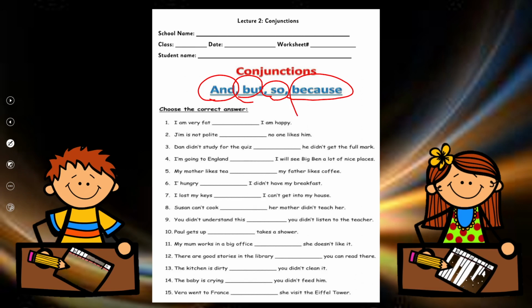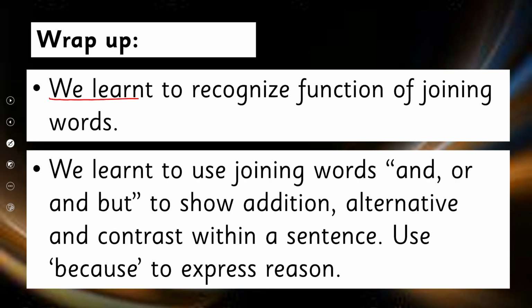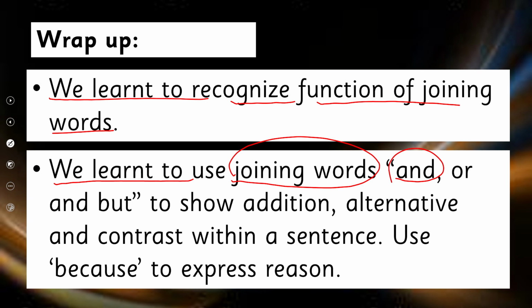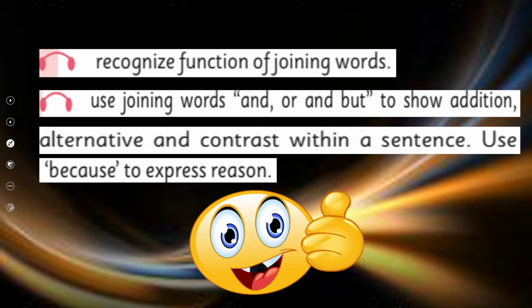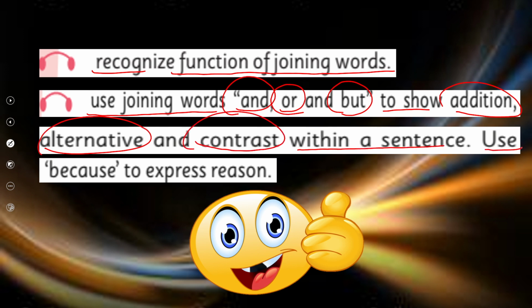So what we have learned today: we learned to recognize the function of joining words, and we learned to use joining words, meaning conjunctions and, or, but, to show addition, alternative and contrast within a sentence, and we use because to express a reason. And we achieved our SLO to recognize the function of joining words, use joining words and, or, and but to show addition, alternative and contrast within a sentence, and use because to express reason.